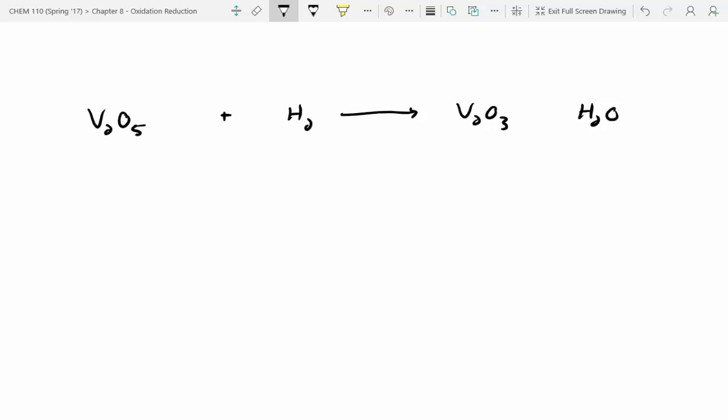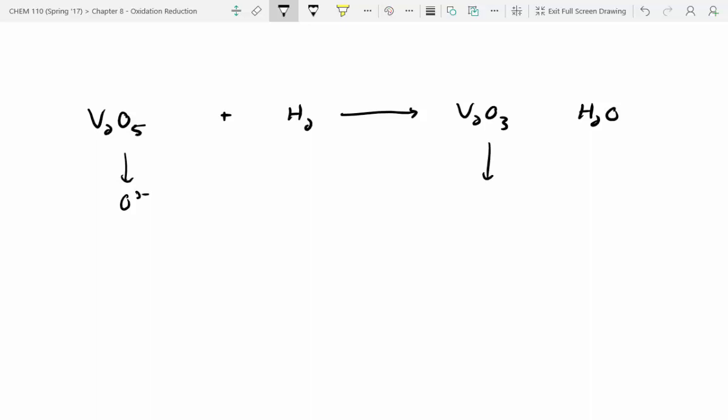You guys want a hint? All right, let's look at the oxygens. So V2O5, over here, what charge would that oxygen have? Each oxygen? -2, it's ionic, right? So this would be O2 negative.